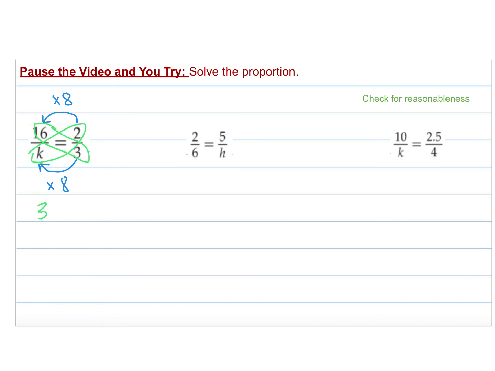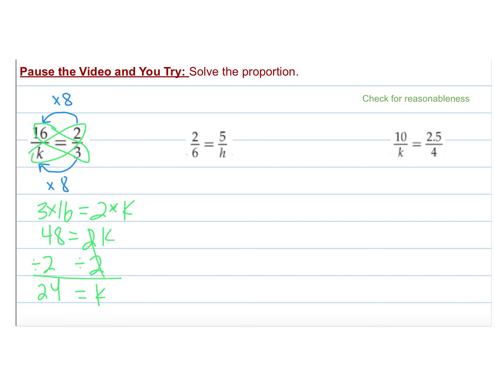So we're going to do 3 times 16 and 2 times k. So 3 times 16, which is 48, equals 2 times k. Again, opposite of multiplication, we're going to divide both sides by 2. And we're just left with k equals, and 48 divided by 2 is 24. So k equals 24. And that makes sense, because if I were to plug 24 into that, it would simplify to 2/3.